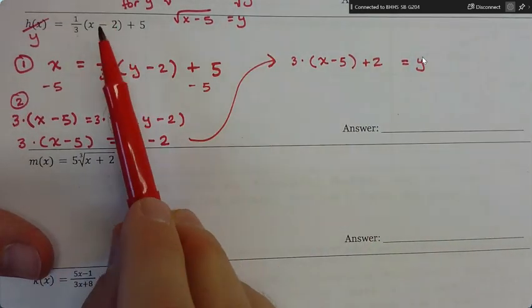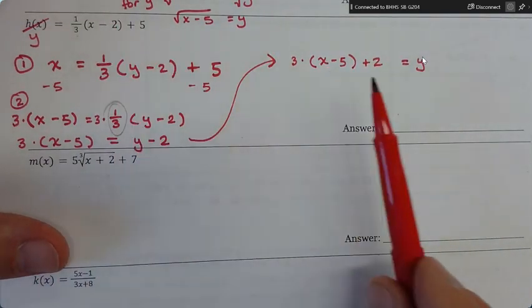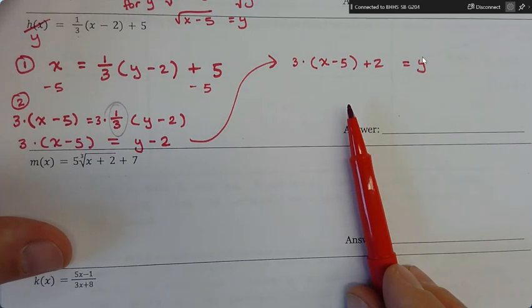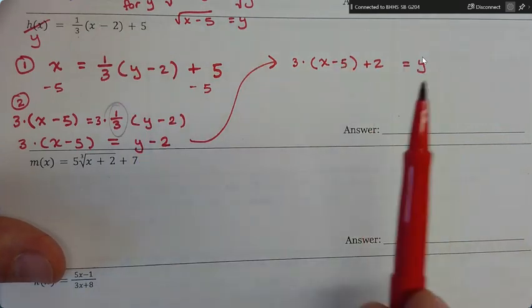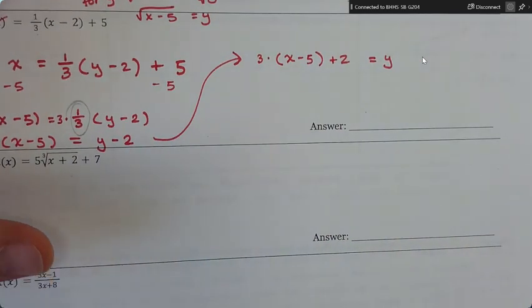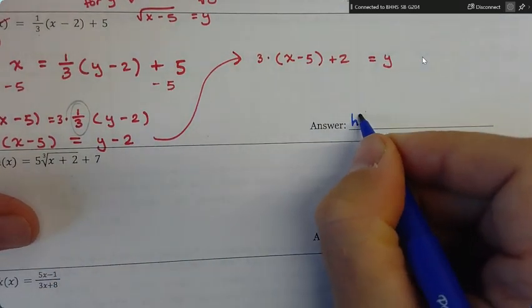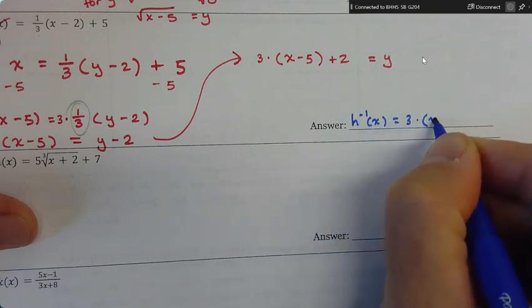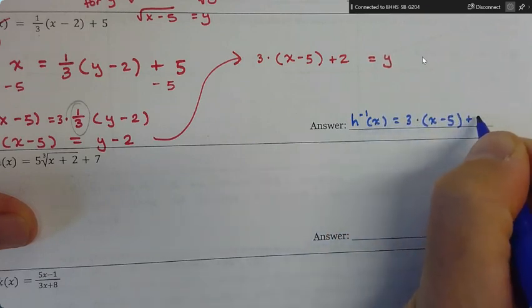So we started with a line, and the inverse is another line. Yep. The inverse of a line will always be a line. You're going to write your answer this way. Inverse h is 3 times x minus 5 plus 2.